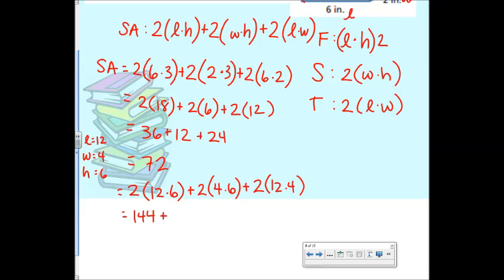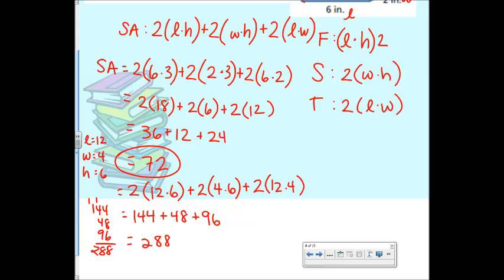288. Okay, so what happened to our original surface area, and then what happened when we doubled it? It more than doubled. No, I'm sorry, did it quadruple? Okay, it quadrupled. So your answer to this would be the surface area quadrupled. Which means what? Times 4.